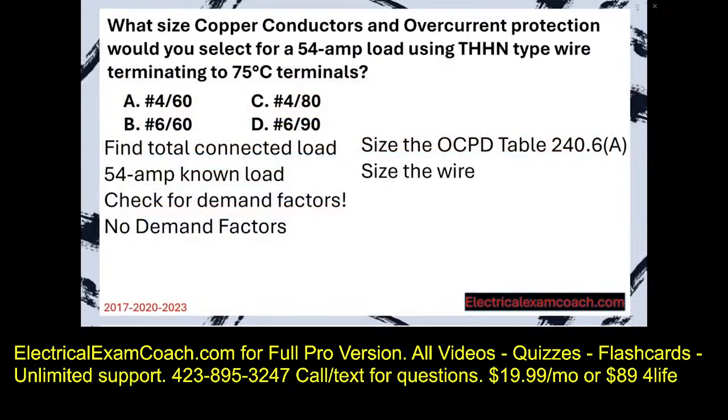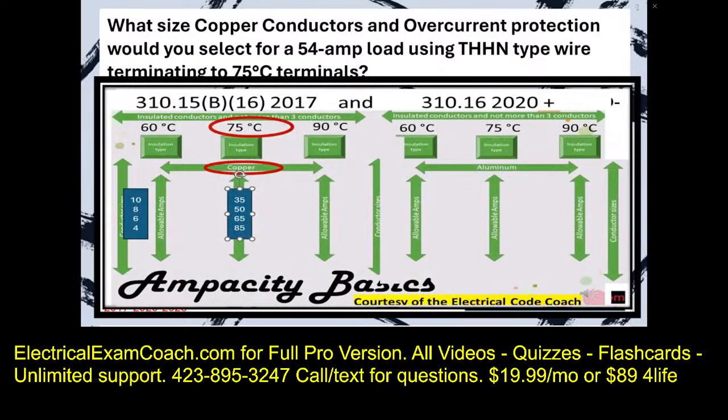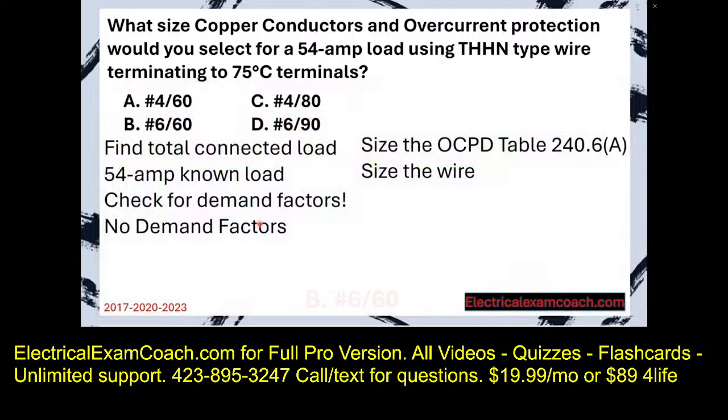Now, let's head and size the wire. For that, we're going to head to our primary ampacity table. We're going to start on the left-hand side and make sure that we're on the copper side because our question asks for copper. And we're in the 75 degree C column in this case. We're going to slide down and find a wire that covers the known load of 54 amps. And we're going to select a 6-gauge wire on a 60 amp overcurrent device.